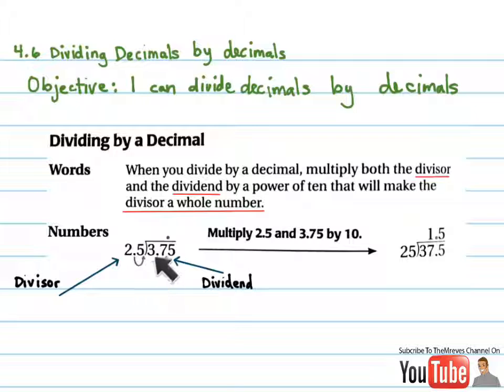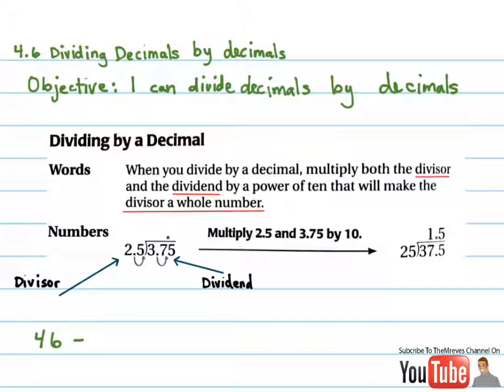Now if you have a calculator, you could go 3.75 divided by 2.5 and press enter. And you could also go 37.5 divided by 25 and you'd get the exact same answer. What we did is we just set up a proportional ratio to where this one's just increased by 10 by multiplying by 10. So let's do another example.